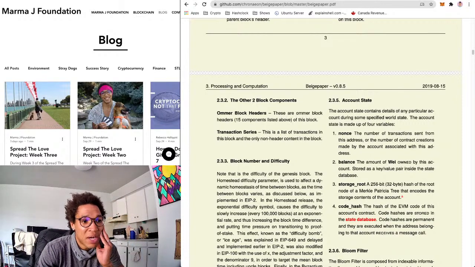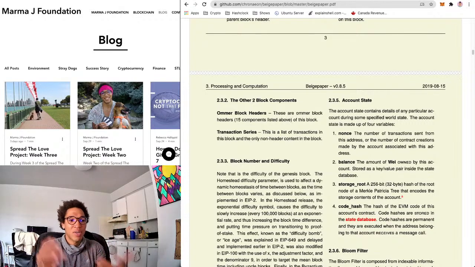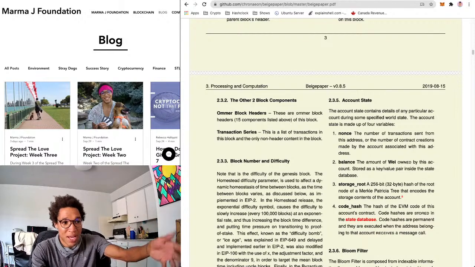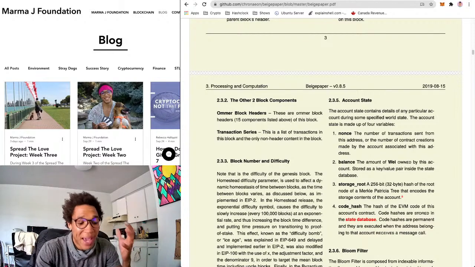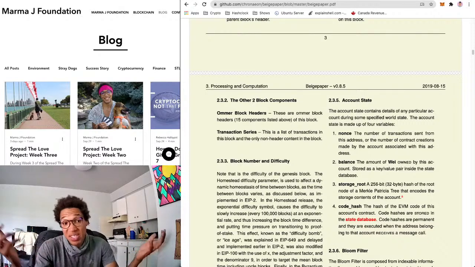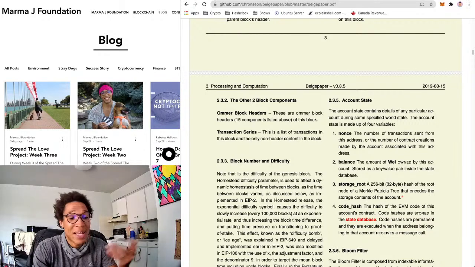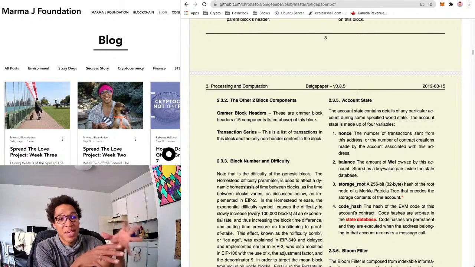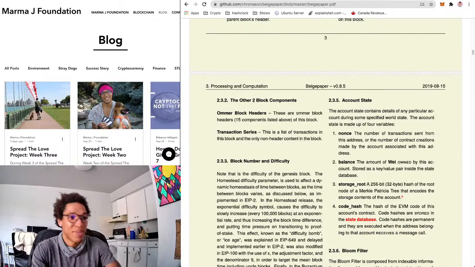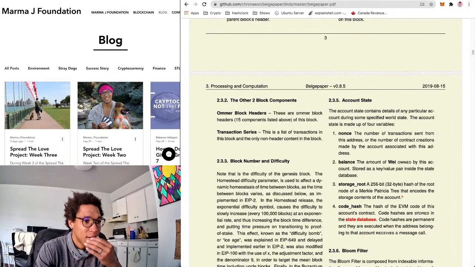Balance is the amount of wei owned by this account, stored as a key value pair inside the state database. You're just mapping your account to your balance of ETH. So every account has a balance of ETH. It can be 0, but that's why ETH is not the same as ERC20 tokens. Even when you're coding them, they're not the same. Even when you use Uniswap, you have to have wrapped Ether, because Ether is built in at a base level, whereas ERC20s are built on top of it, as contracts. So they still up your nonce, but they're different.